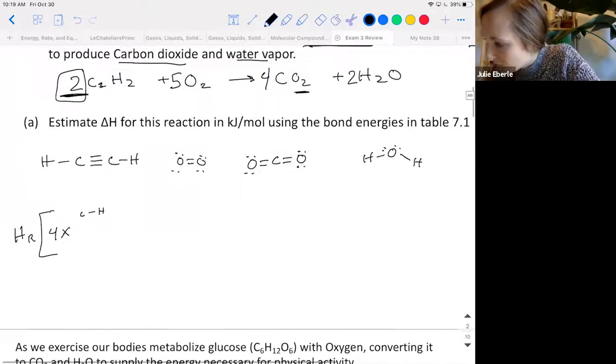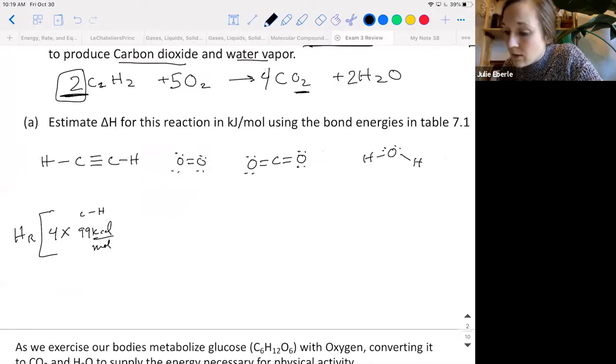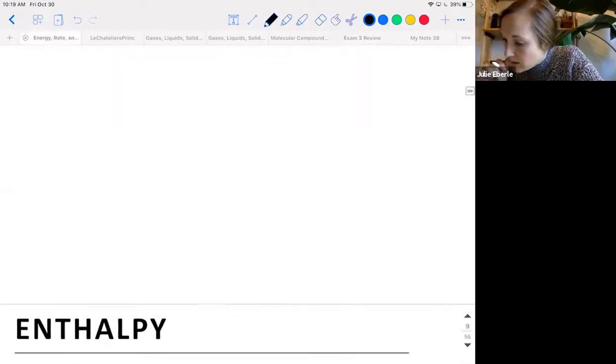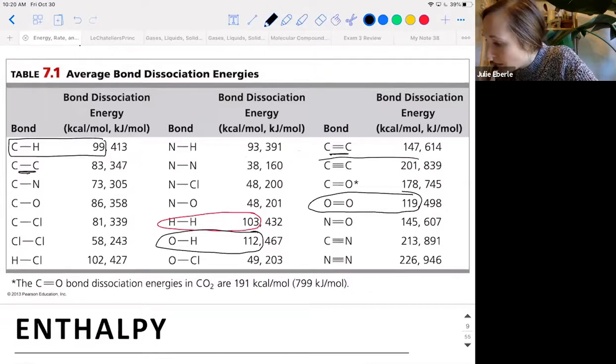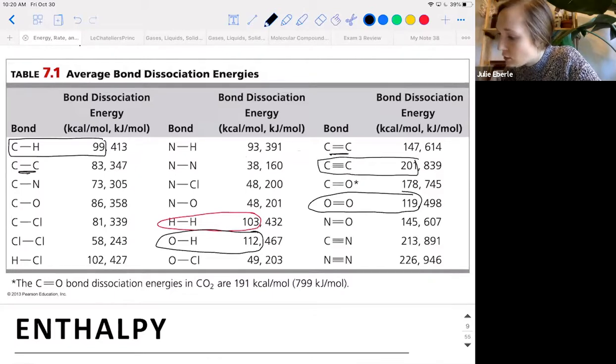I don't know why my pencil is glitching on me every time I go back. 99, there it goes. And in 1 molecule of C2H2, we have a carbon-carbon triple bond, but remember we have 2 molecules. So we're going to do plus 2 times the carbon-carbon triple bond value. And on the table, what is that? Carbon-carbon single bond is right here. We don't want that. We don't want a carbon-carbon double bond. We want this one right here, carbon-carbon triple bond. 201, I wrote over it, 201 kcal per mole.